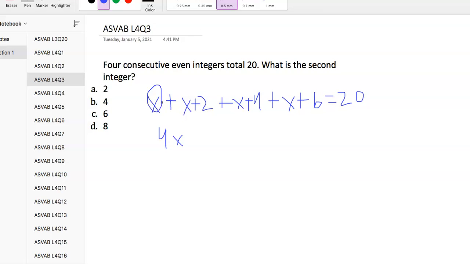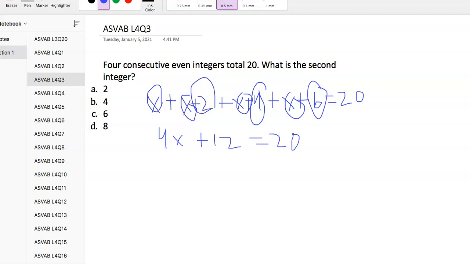right? 1, 2, 3. There's 4 of the x's, and then we've got 2 plus 4 is 6. 6 plus 6 is 12. 4x plus 12 equals 20, right? Okay, so from there we just subtract 12 from both sides, and we will get 4x equals 8.